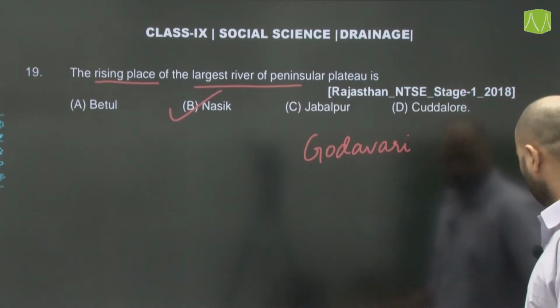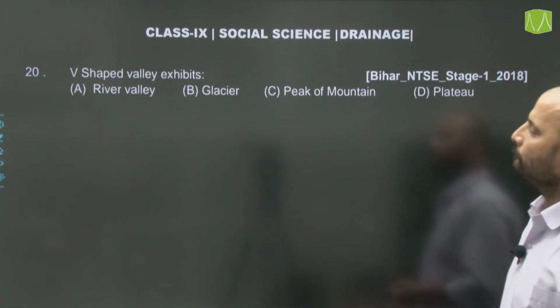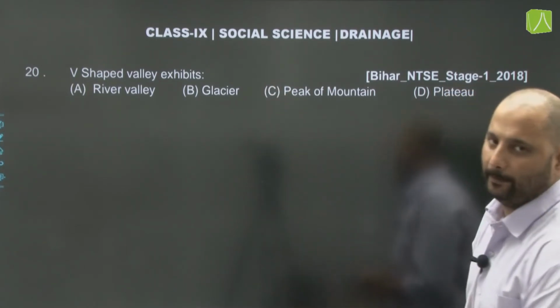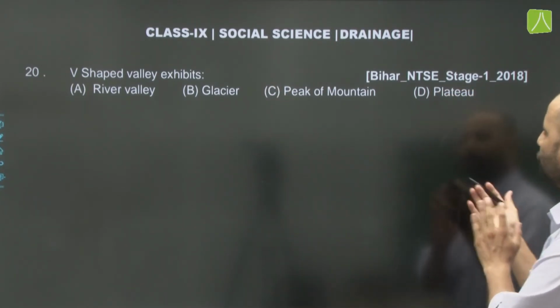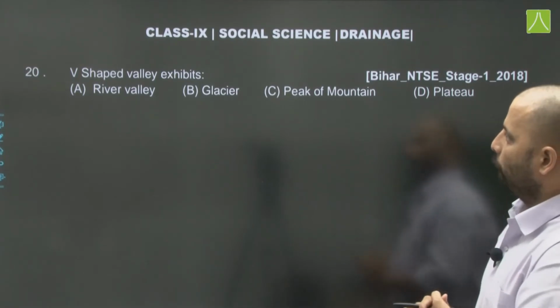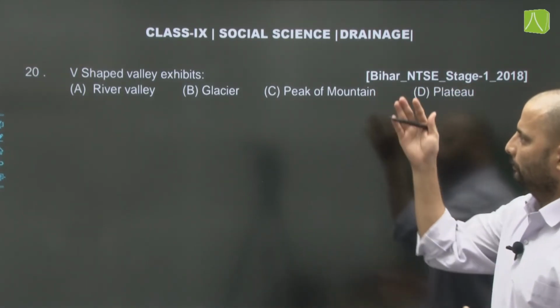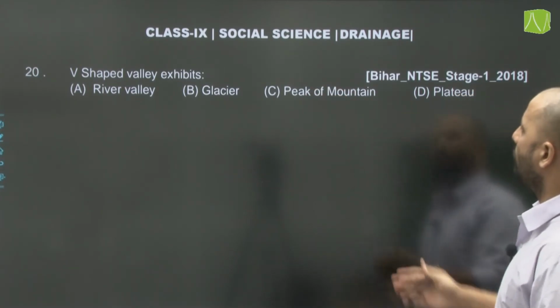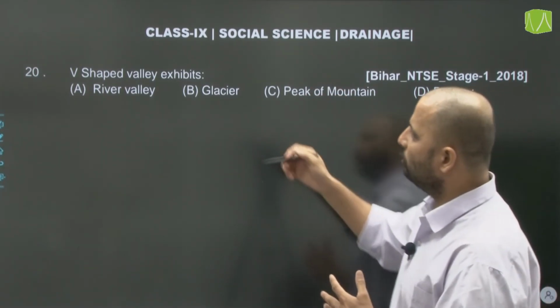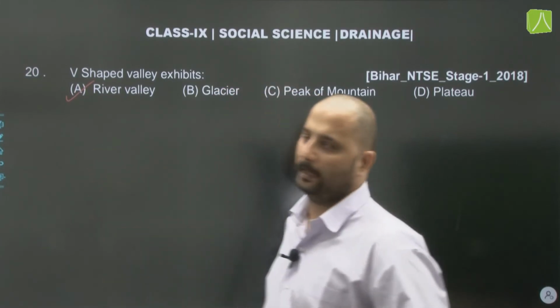Okay. So let us move on to our next question now. V-shaped valleys exhibit. Now this question was from Bihar NTSE Stage 1, 2018. Now what does a V-shaped valley represent? River valley, glacier, peak of mountain or plateau? The correct answer here is option number A, that is river valley.